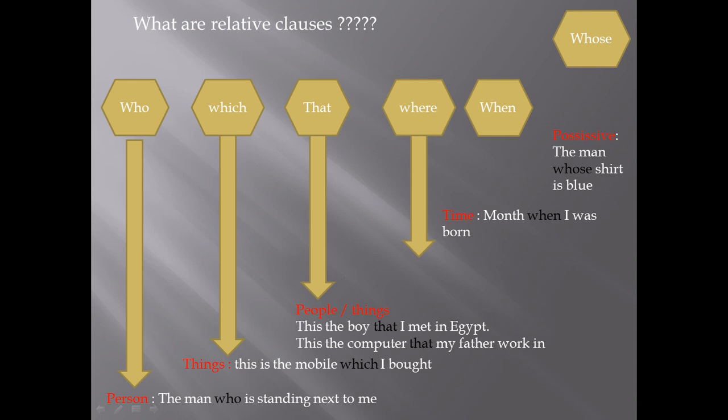Where. Usually we use where to talk about places. The house where I live. The house means the place where I live. And here we have when, it refers to time. The month when I was born. Month is a time when I was born. And finally, we have whose for possessive. Possessive means للملكية. The man whose shirt is blue. The man whose shirt is blue.